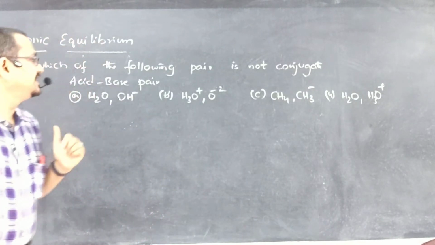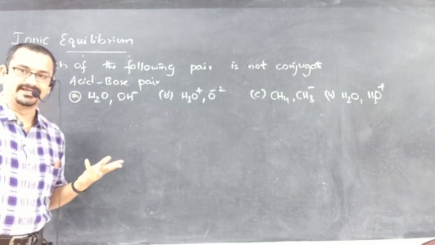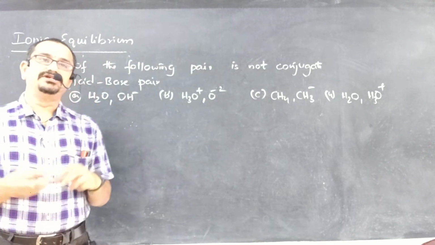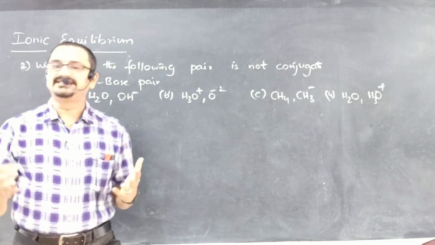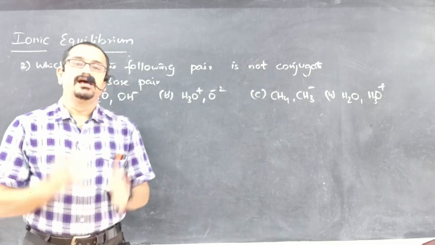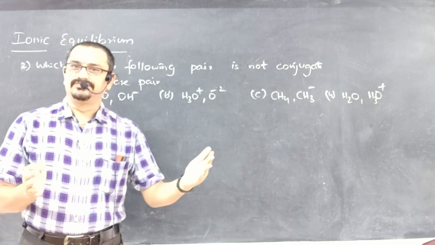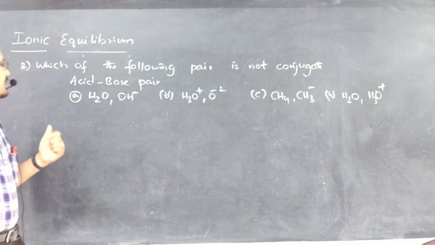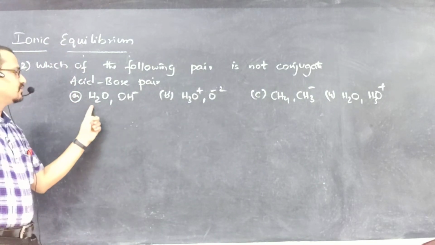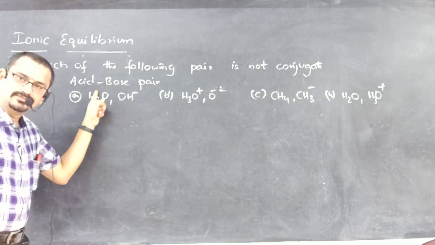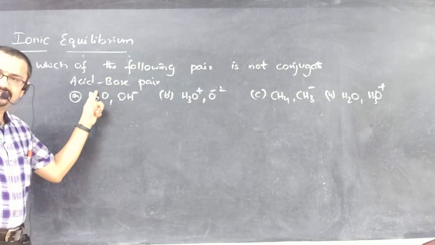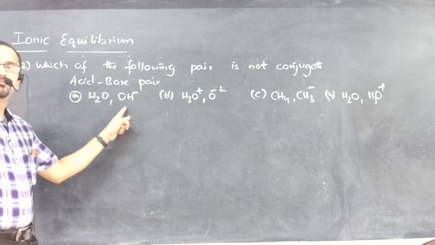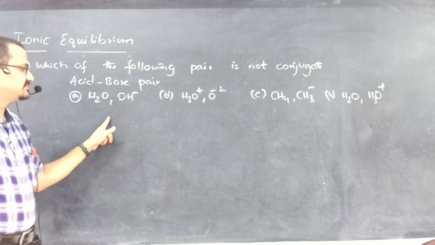So next question is about conjugate acid-base theory. According to this theory, an acid-base pair which differ by a proton is said to be conjugate acid-base pair. An acid and its conjugate base, which differ by a proton, are said to be a conjugate acid-base pair. Now among these options, H2O when it donates a proton becomes OH minus, right? So there is a proton difference. So this is a conjugate acid base pair.